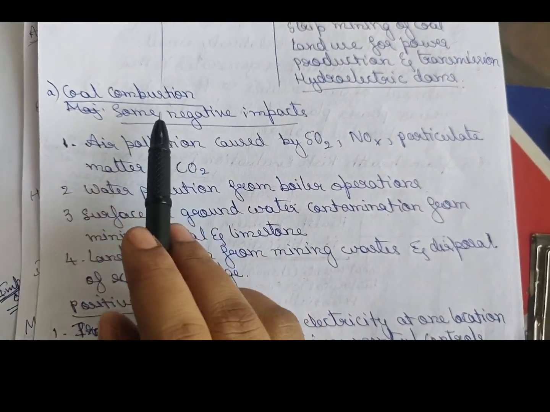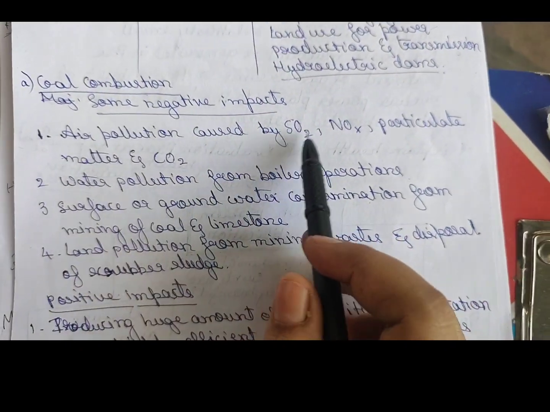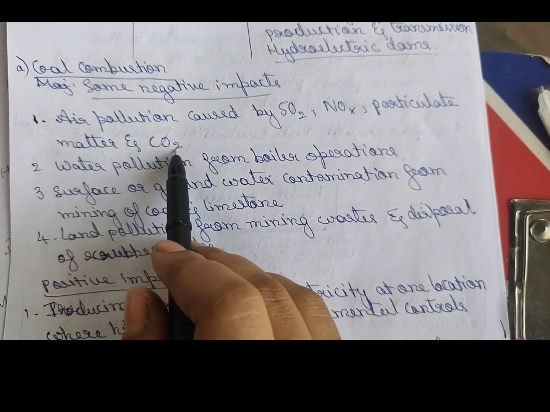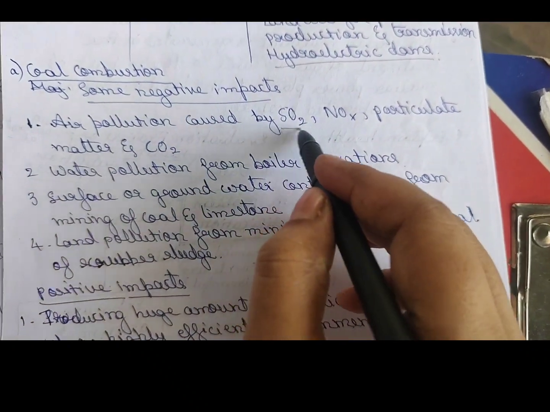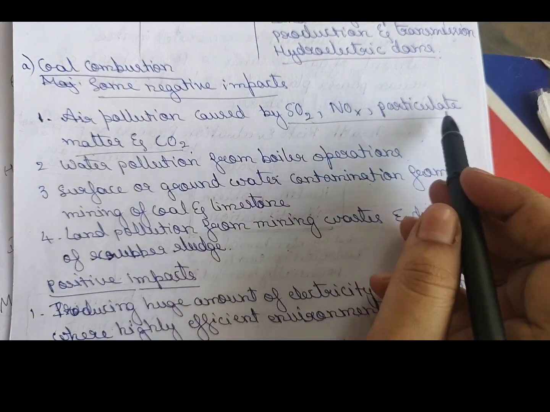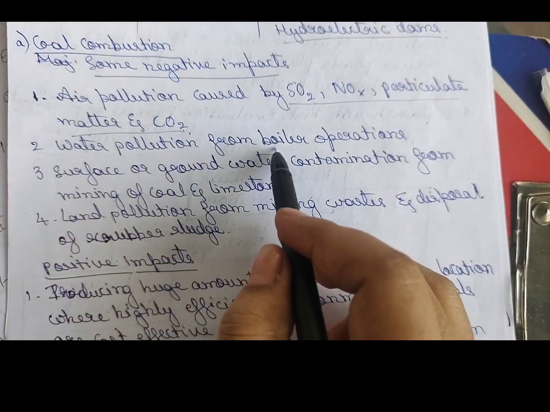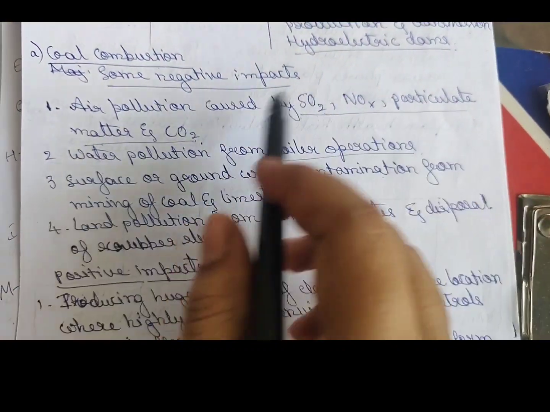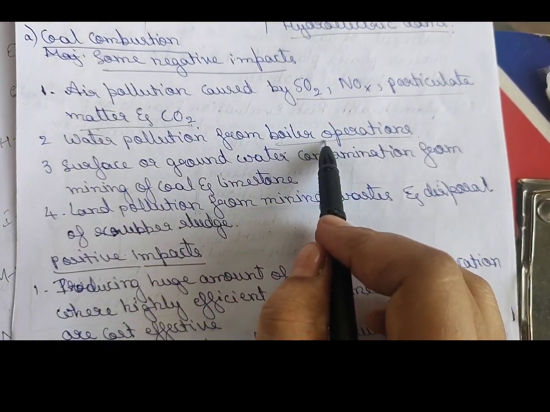Next, positive and negative impact, starting with coal combustion. If you consider the negative impacts, there is air pollution caused by sulfur dioxide, nitrogen oxide, particulate matter and carbon dioxide, and water pollution from boiler operations.